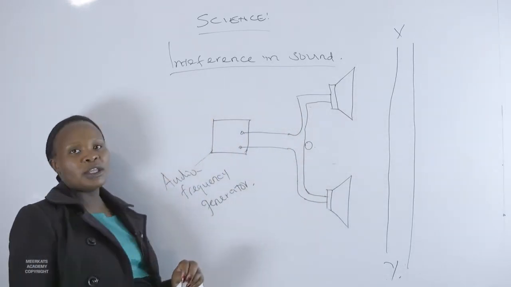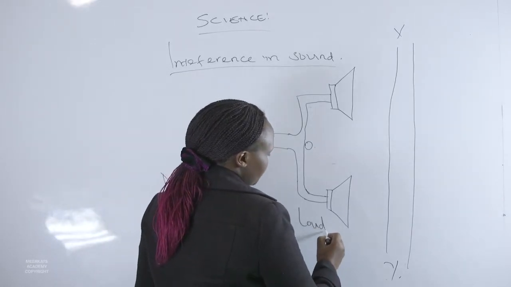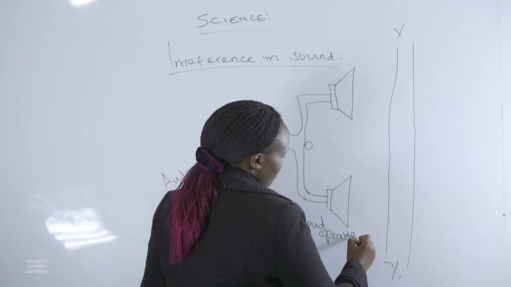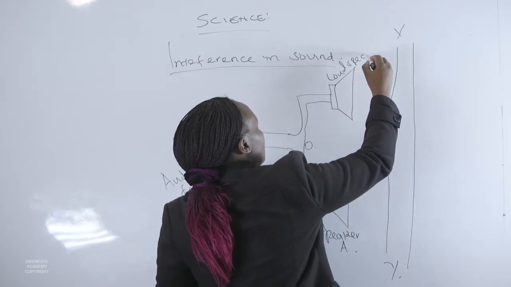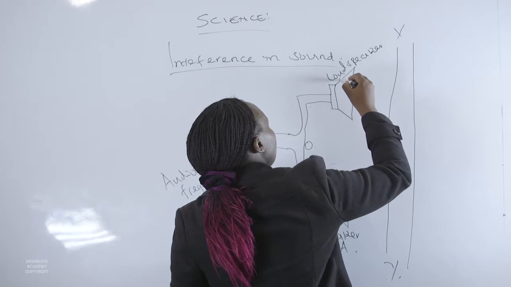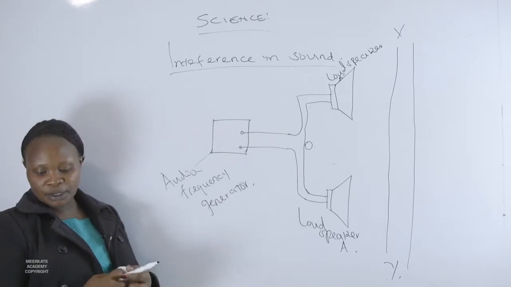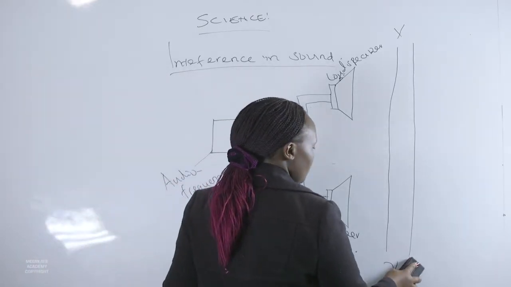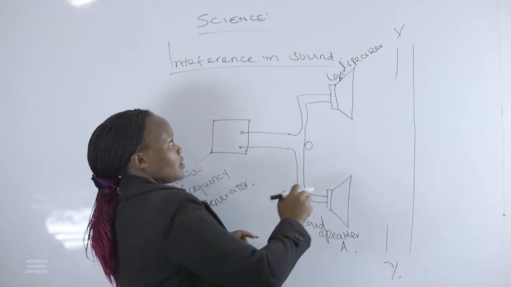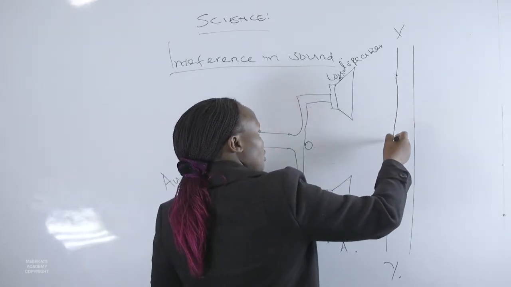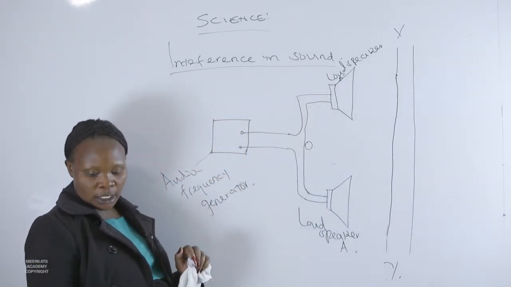in the room where the speakers are, so that this one is loudspeaker A, the other one is loudspeaker B, you will expect to experience alternate soft and loud sounds along that line XY.